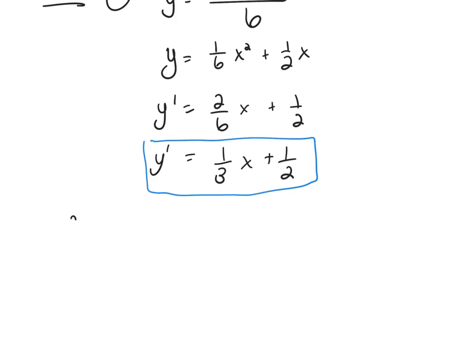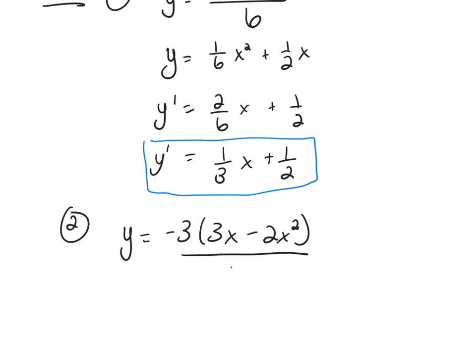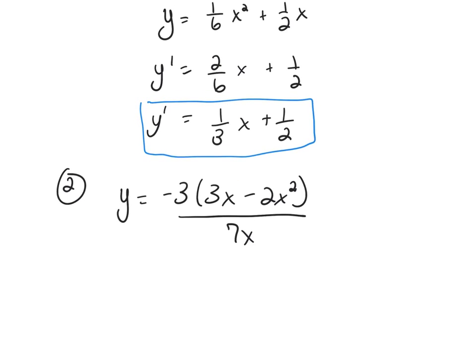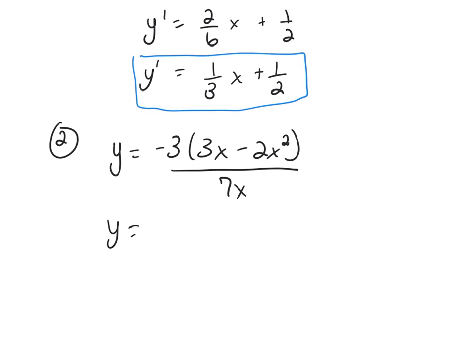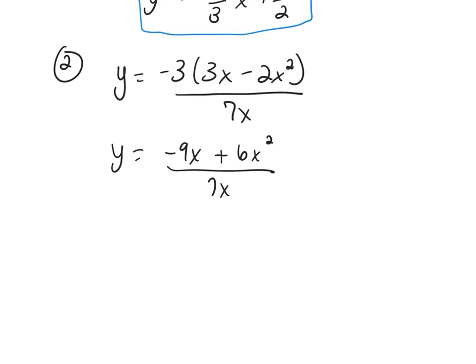Another example where you don't have to use the quotient rule is something that looks like y equals -3, 3x minus 2x squared over 7x. So again, you can simplify this one right here because the denominator has just one term in it. I can split it up. This is -9x plus 6x squared over 7x, which then I can divide separately.